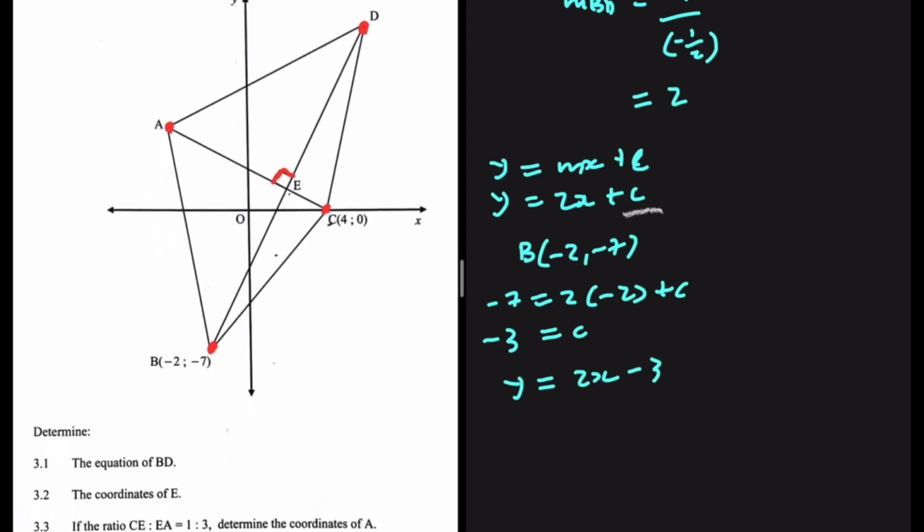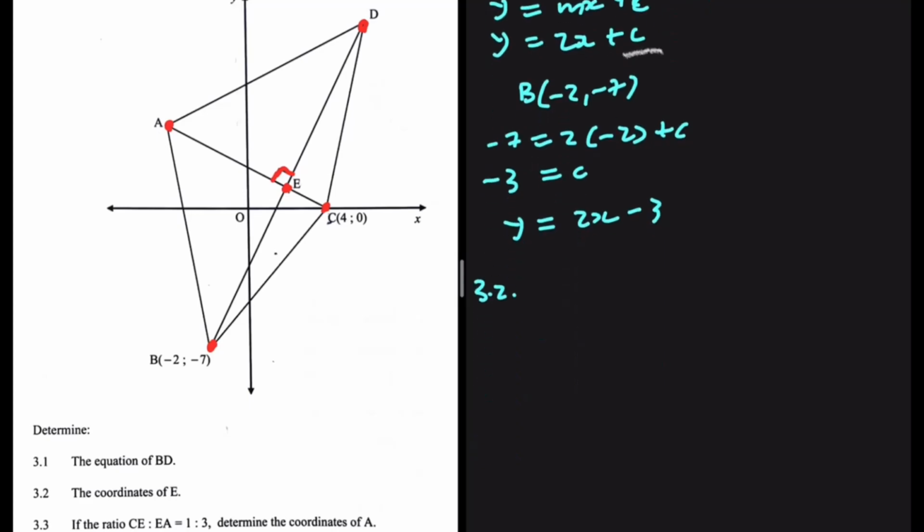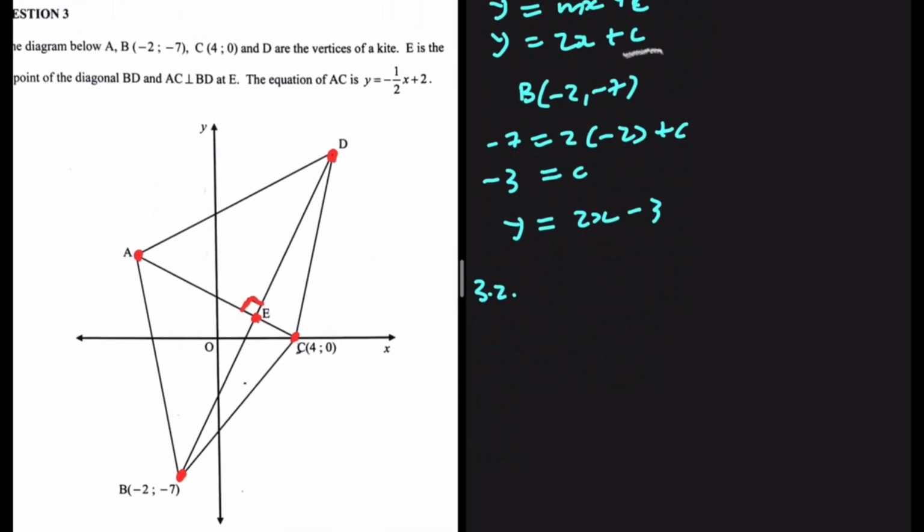Let's move to the following question, 3.2. We are supposed to find the coordinates of E. E is the point where AC intersects BD. This is a very common type of question. You shouldn't be getting this wrong. What are we going to do in a case like this? We're going to equate the equation of BD and the equation of AC.